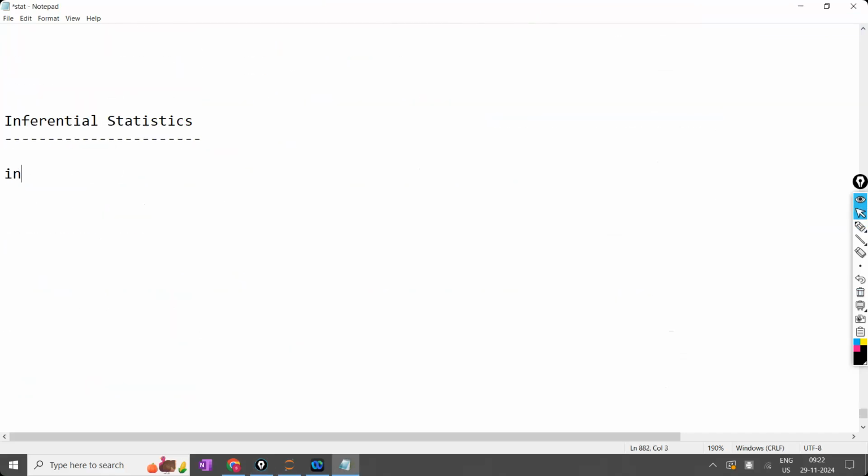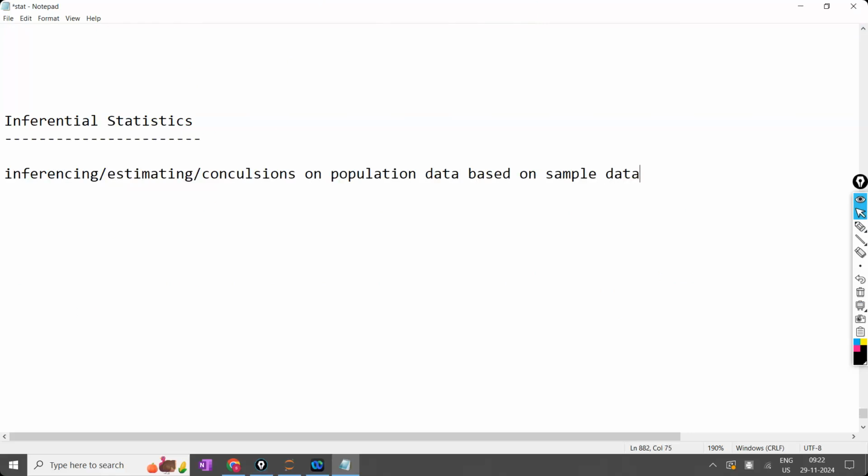Inferential statistics means inferencing. Inferencing is another word for estimating, which is also concluding. Both are the same: drawing conclusions. You are drawing some conclusions on population data based on the sample data. Okay, estimating the population data parameter.